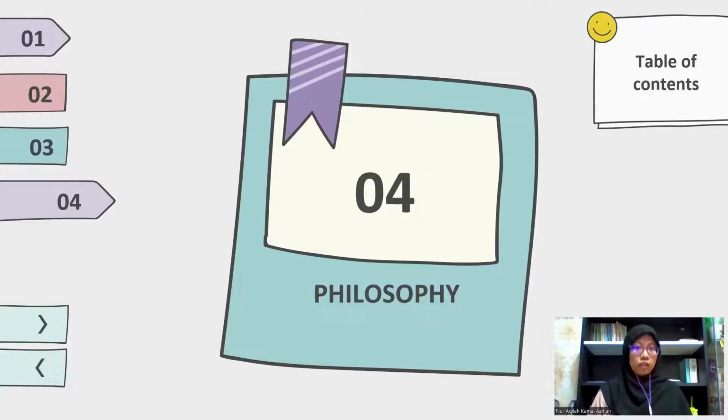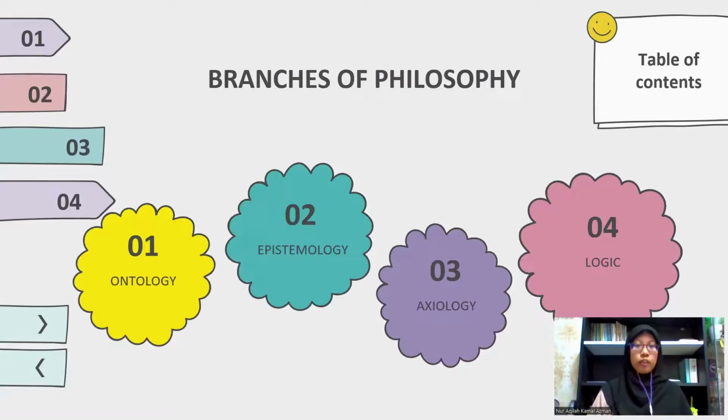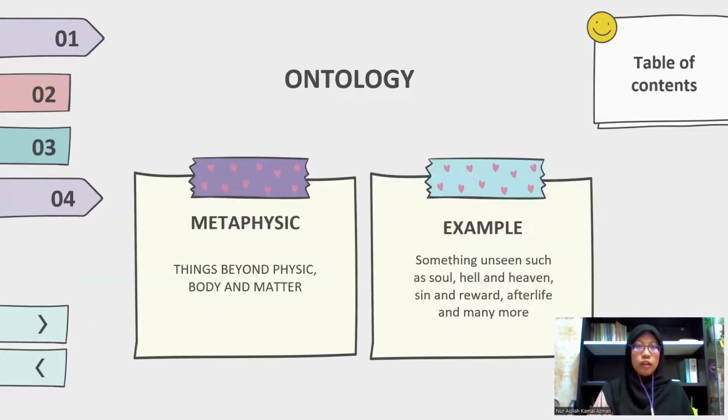Chapter 4: Philosophy. There are 4 branches of philosophy, which are ontology, epistemology, axiology, and logic. Ontology talks about metaphysics. Metaphysics means things which are beyond matter, body, and physics. In other words, metaphysics talks about things unseen with the naked eye, such as the soul, hell and heaven, sin and reward, the afterlife, and many more.